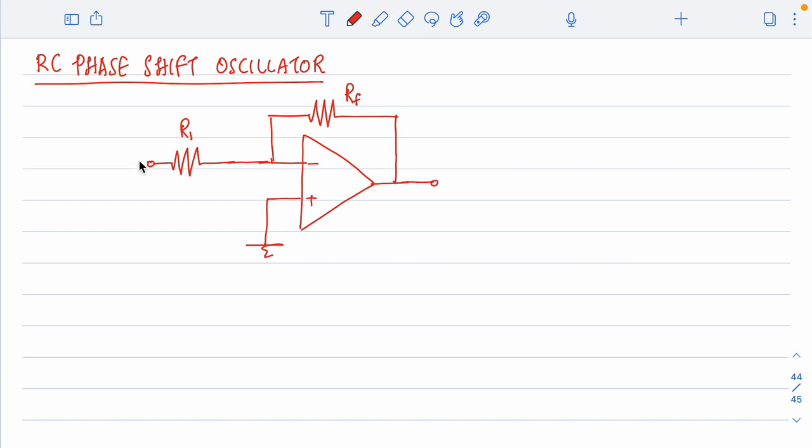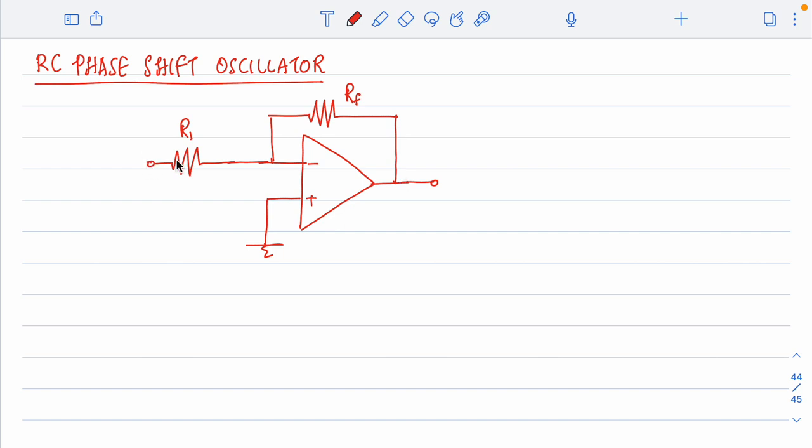If I look from this input to output in this path, I know that there will be a phase shift, and that phase shift is giving a polarity difference, which is the minus sign, which can be understood as a 180 degree phase shift. Now, if I want to convert this amplifier circuit into an oscillator, I should ensure the two conditions we learned. One is that the loop gain should be greater than or equal to 1. Second is that the phase shift around the loop should be equal to 0.